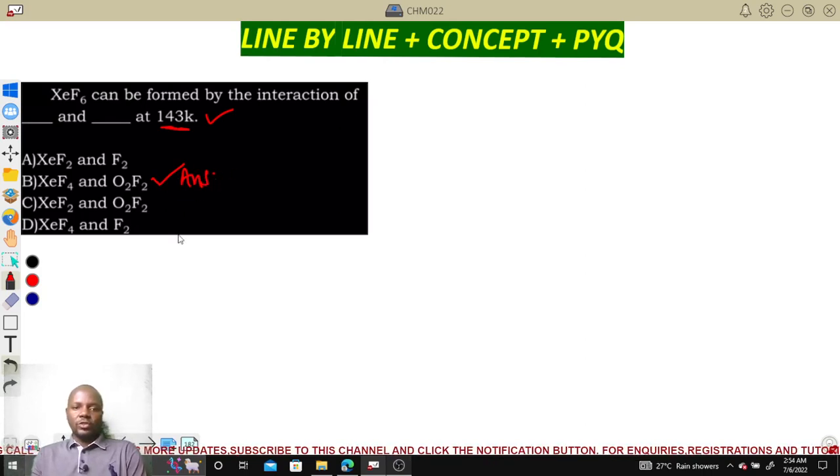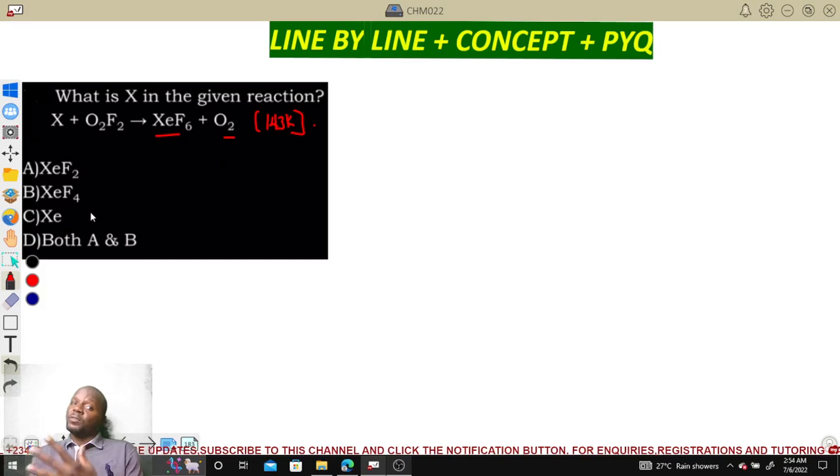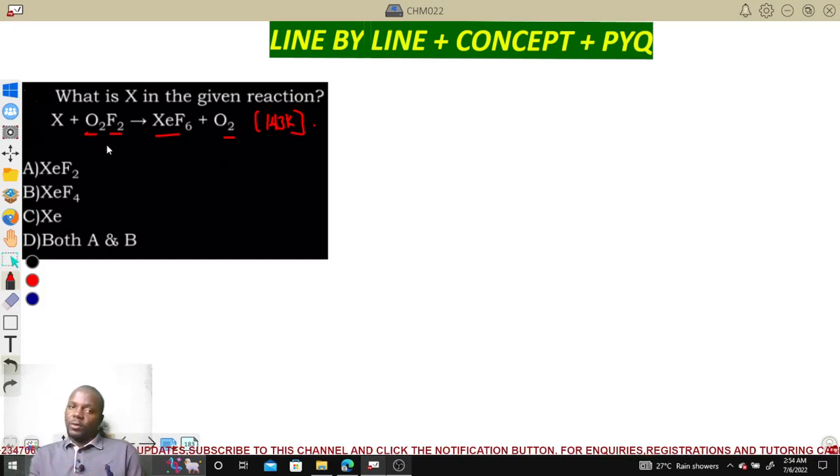So the next one. Now, what is X in this? XeF4 plus O2F2. We give you this and this at a temperature of 143 Kelvin. This is very, very important because it's one of the fundamental reactions of O2F2, which most people don't even know exists, for fluorine. Please keep that in mind. So the answer to this one is XeF4, and we can move to the next question.